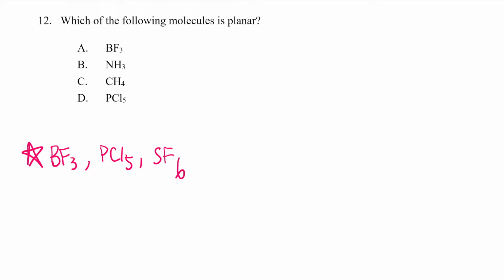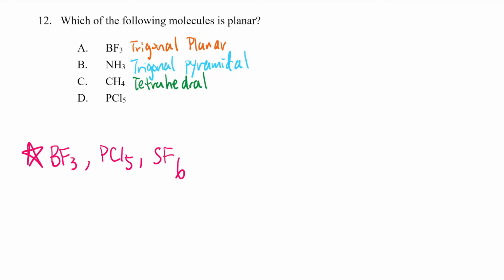For BF3, we know it has a trigonal planar shape. For NH3, it has a trigonal pyramidal shape. For CH4, it has a tetrahedral shape. And for PCl5, this last one here, it has a trigonal bipyramidal shape. So obviously, which one of these has a planar shape? It's obviously A.